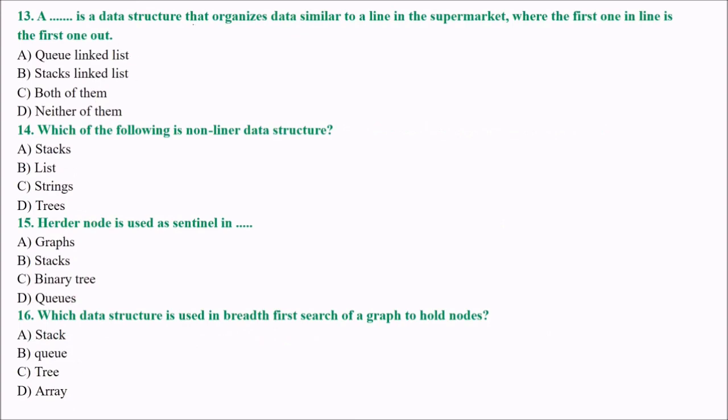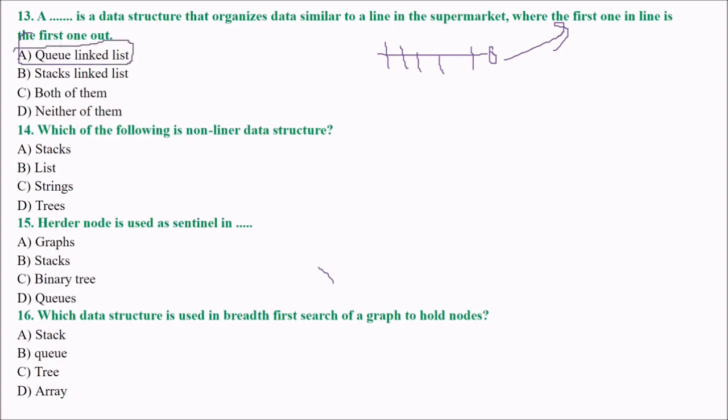Next is a dash is a data structure that organizes data similar to a line in the supermarket. Line, the supermarket, where the first one in the line is the first one which comes out. And the answer is, what can be the answer? The answer is Q linked list. If this is represented by a linked list, then it can be Q linked list. So we go with the answer A.